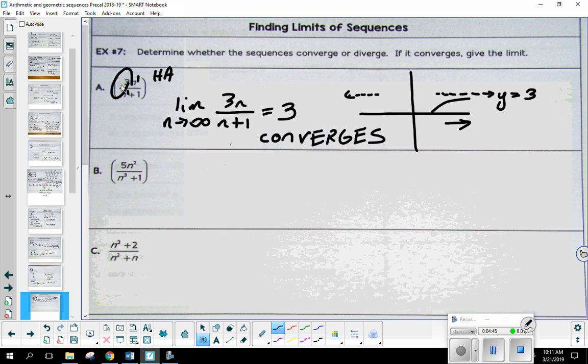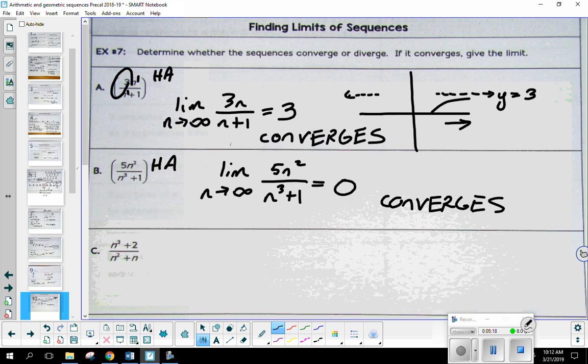5n squared over n cubed plus 1. So it looks like the denominator's degree is larger this time. So what does that mean? Okay, it's 0. All right, so we have another horizontal asymptote. So I can say the limit as n approaches infinity of my function, 5n squared over n cubed plus 1, is equal to 0. Because it does approach a specific number, we say it what? Converges.